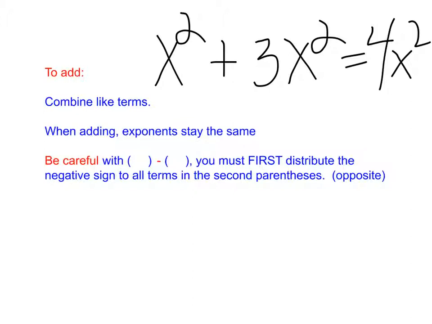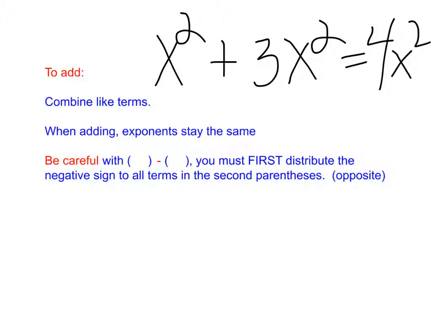Don't fall into the mistake that the variable and the exponent are going to change. See how they did not change? x squared and x squared still gave me an x squared, because that's the thing that I'm adding. I don't know what it is yet, so I can't change it. But I do know that if I have one of them plus 3 of them, it's going to give me 4 of them. So x squared is my thing that I'm adding. 1 here, 3 there, give me 4. That's what they mean here when they say when adding, exponents stay the same.